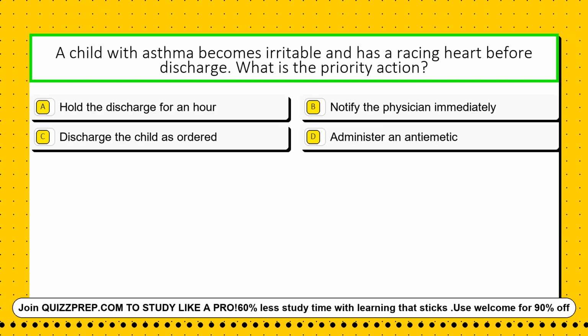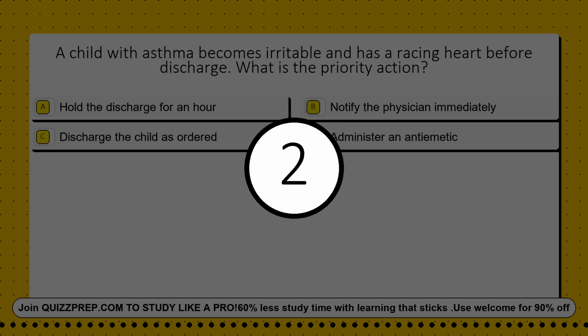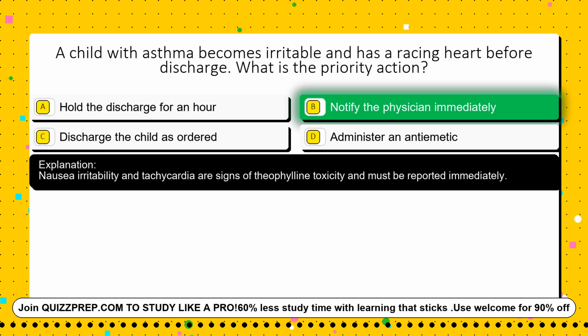Question 115. A child with asthma becomes irritable and has a racing heart before discharge. What is the priority action? Option A. Hold the discharge for an hour. Option B. Notify the physician immediately. Option C. Discharge the child as ordered. Option D. Administer an antiemetic. The correct answer is option B. Notify the physician immediately. Nausea, irritability and tachycardia are signs of theophylline toxicity and must be reported immediately.